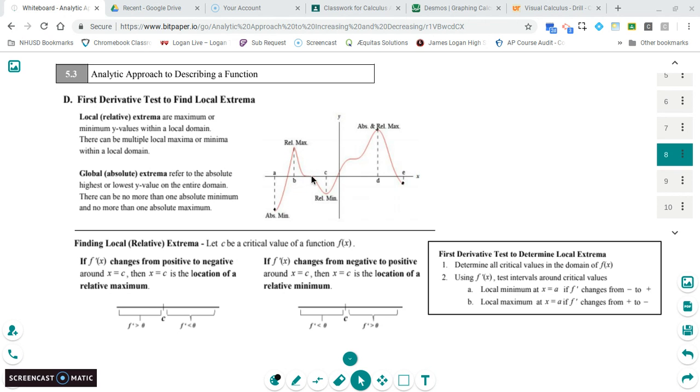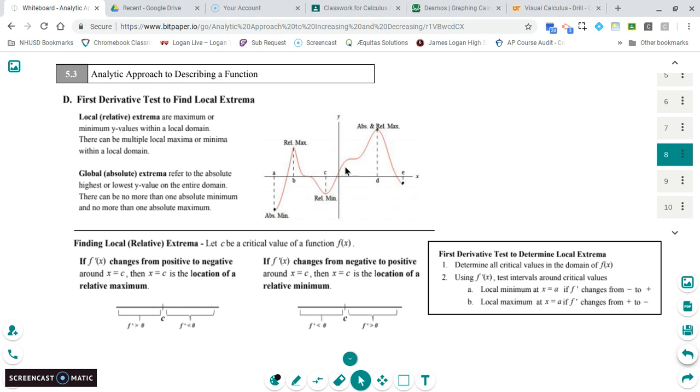So some people might think, oh, that's another relative max, but notice it's not labeled. This is not a relative max because it doesn't really change. It's actually decreasing the whole way. It's not really peaking there. It's just kind of flattening out and then continuing decreasing. So for that reason, we cannot call that a relative max or a min.